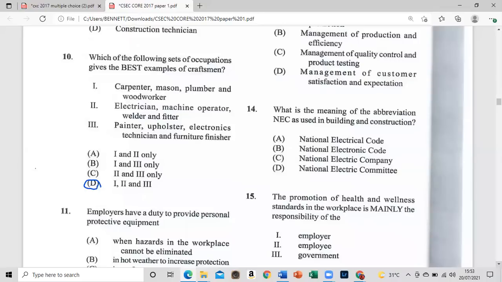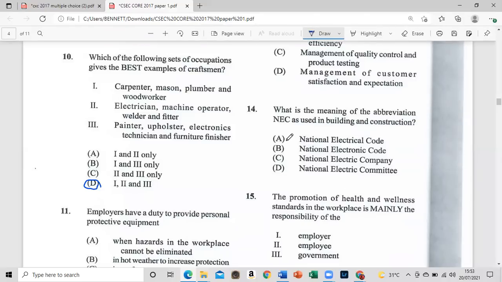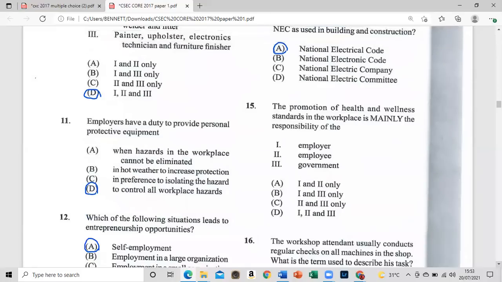NEC is used in building and construction, and that would be the National Electrical Code. We have done this one before, so I do not want to spend the entire day discussing it when it's on the other paper. I'm assuming that you guys would have gone through that, and if not, you will go through it. All right, very important.